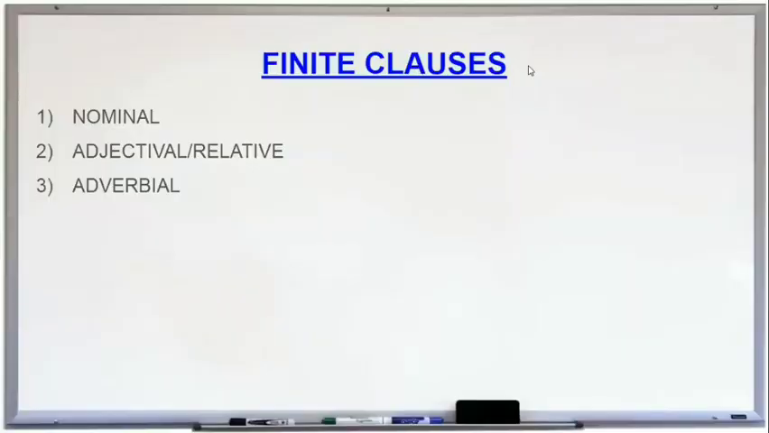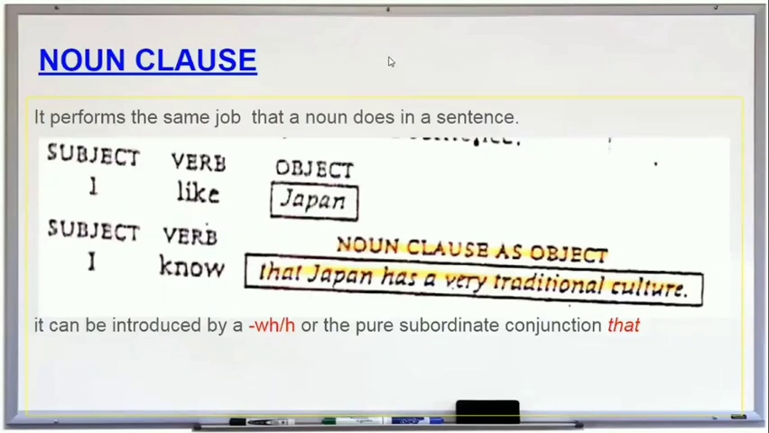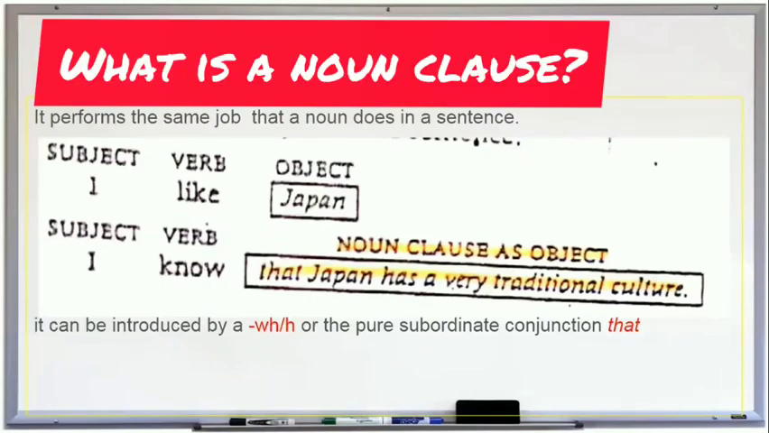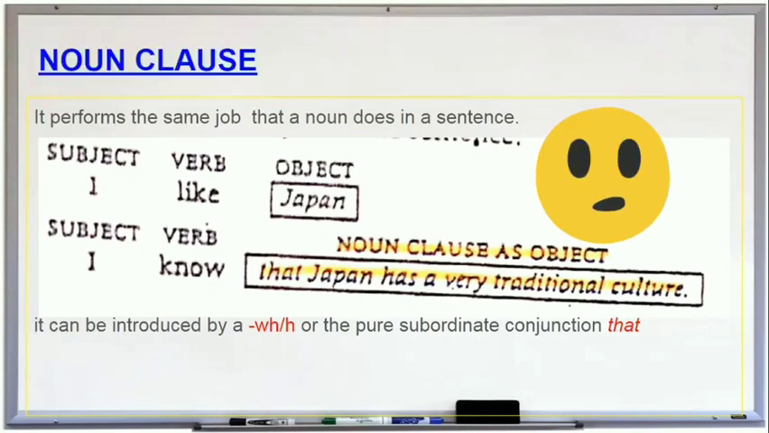Finite clauses can be nominal or noun clause, adjectival or relative, or adverbial. Today, we are going to focus on the first one, that is to say, on noun clauses. But first, what is a noun clause? Well, a noun clause performs the same job that a noun does in a sentence. It can serve as subject, as object, or complement.